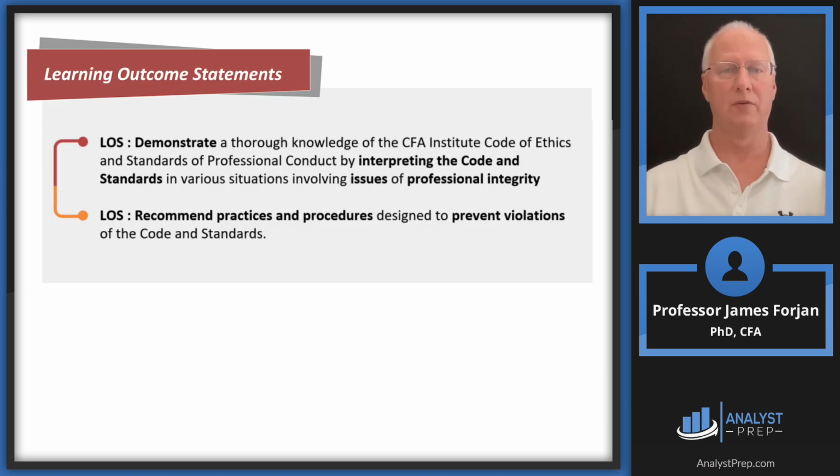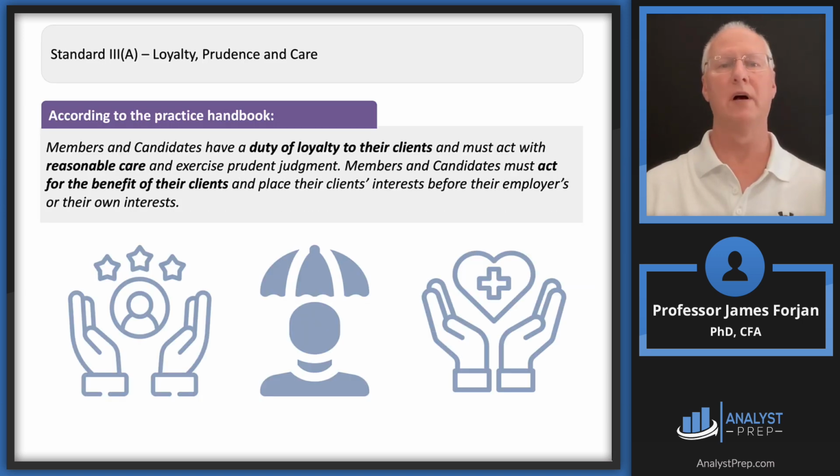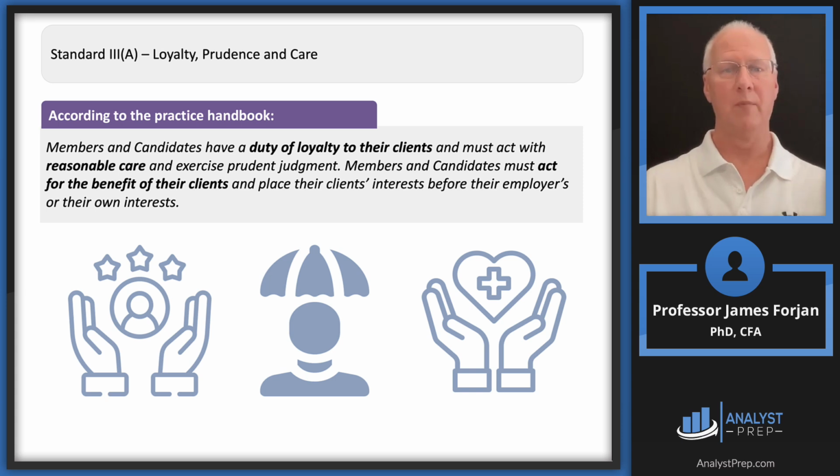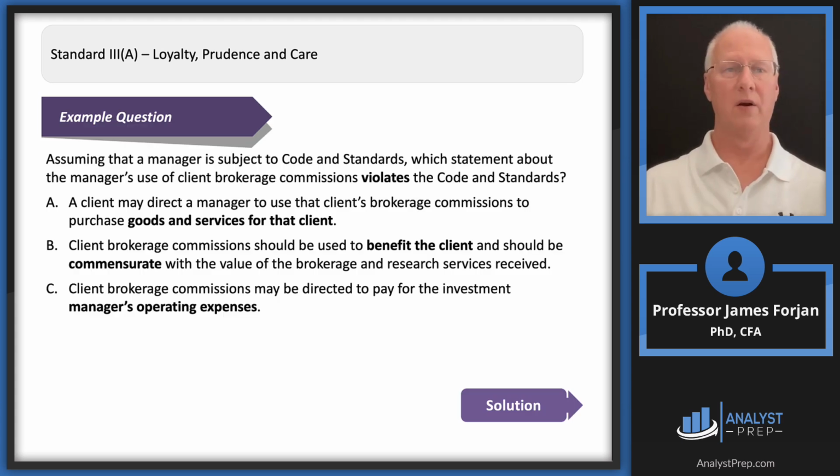Here are the LOSs, which are identical for all 7 of them. And here is the definition of loyalty, prudence, and care taken right out of the handbook. Duty of loyalty to their clients, reasonable care. But look at that last bolded point down there. Act for the benefit of their clients. And so this is the important emphasis in this part of the reading. Benefit of their client. And so place the client's interest before their employer's or their own interests.